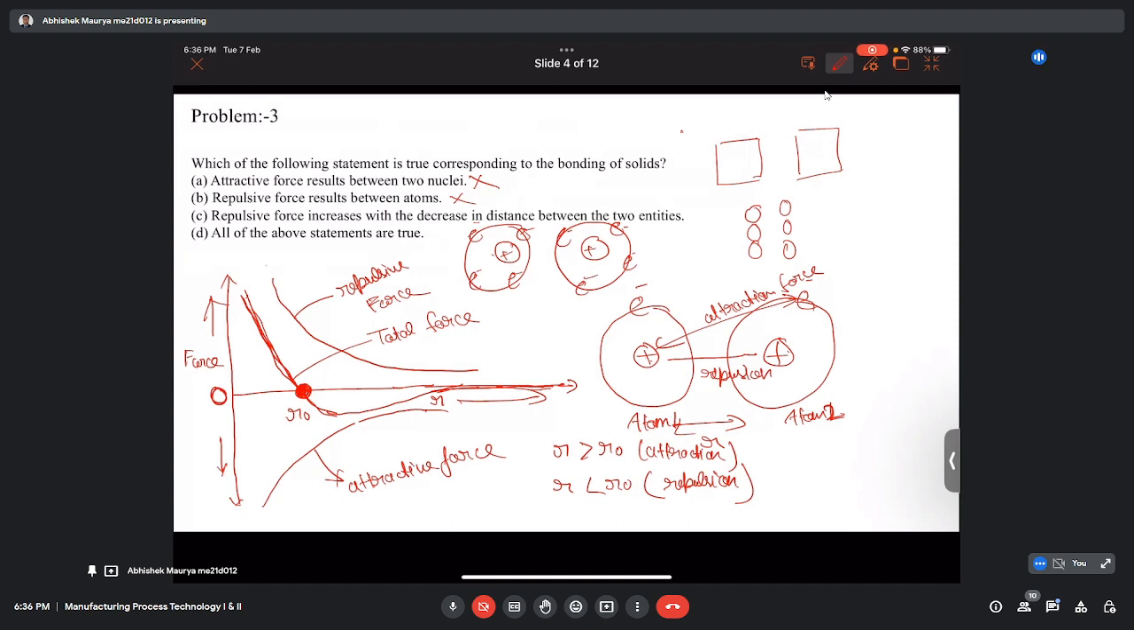We can see this in the graph of the repulsive force. If we keep decreasing the distance, the repulsive force will keep on increasing. So this is the correct answer, and many of you have got the correct answer. Since only option C is correct, D is wrong.